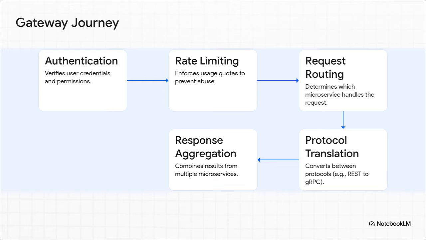It can even do cool stuff like protocol translation. Maybe the outside world speaks one language like REST, but internally your services speak something else like gRPC. The gateway handles that. It can even talk to multiple services and stitch their answers together into one single response for the client. All that heavy lifting is done right here, so the microservices can just focus on their one job.